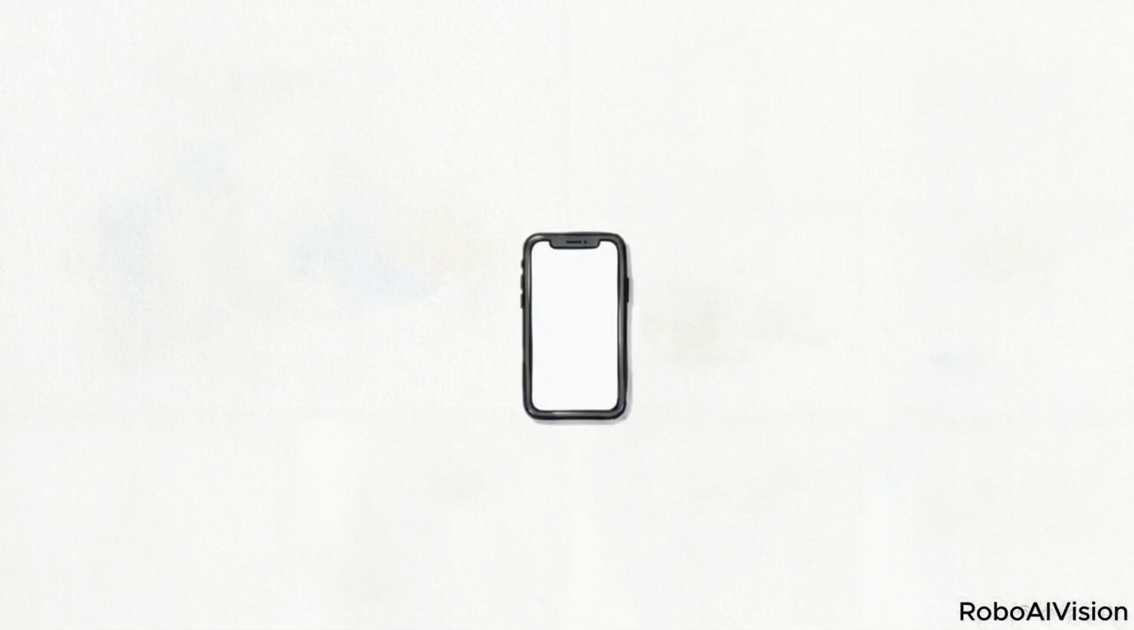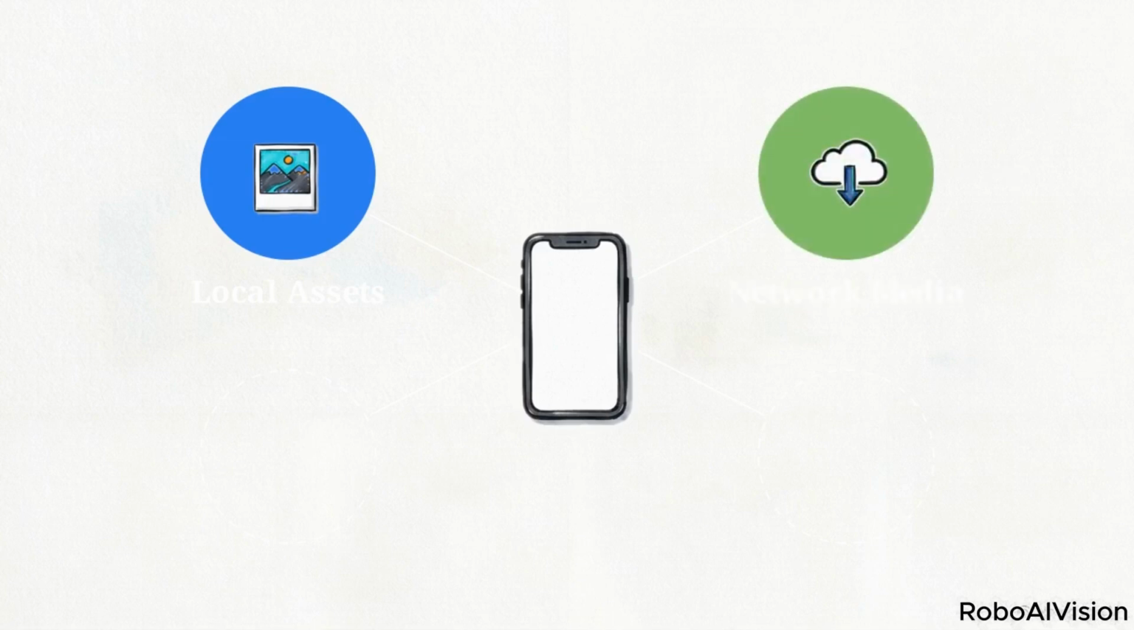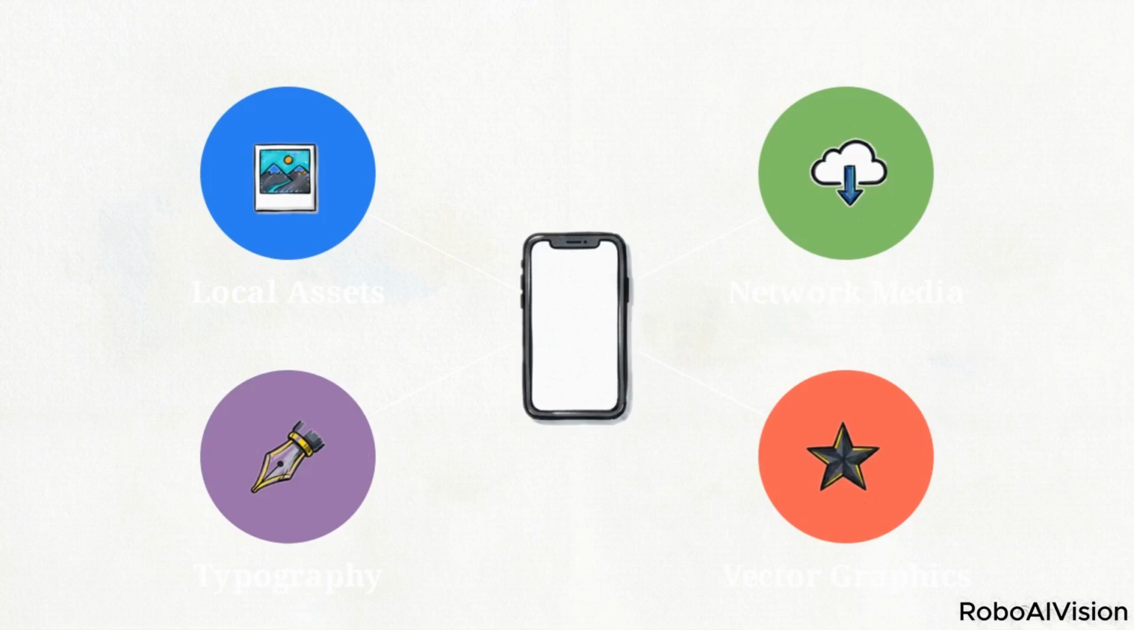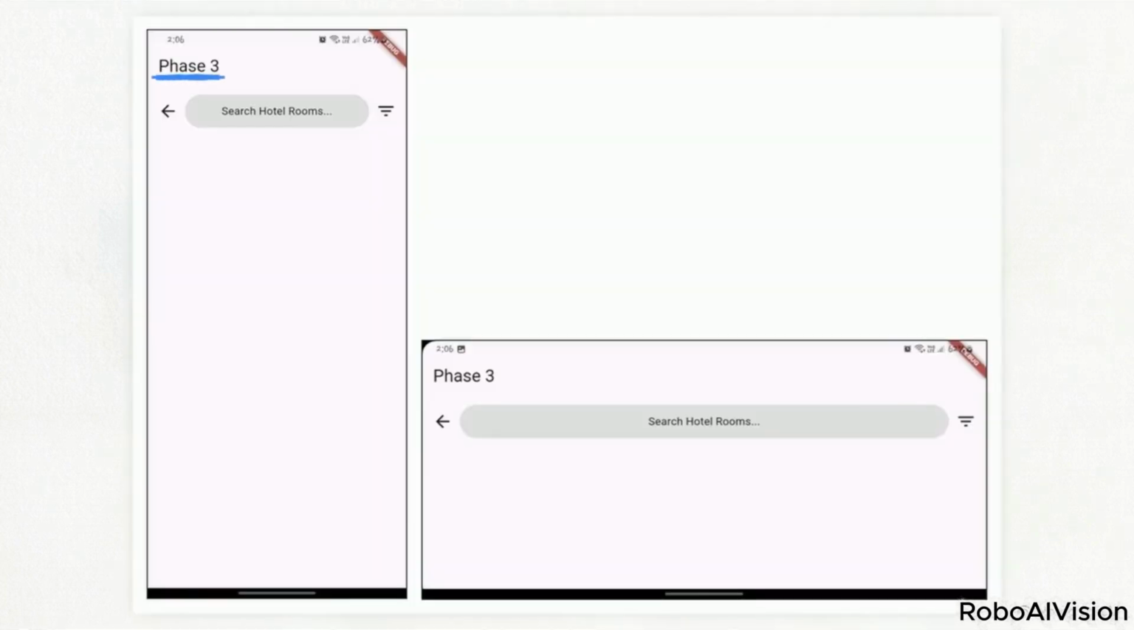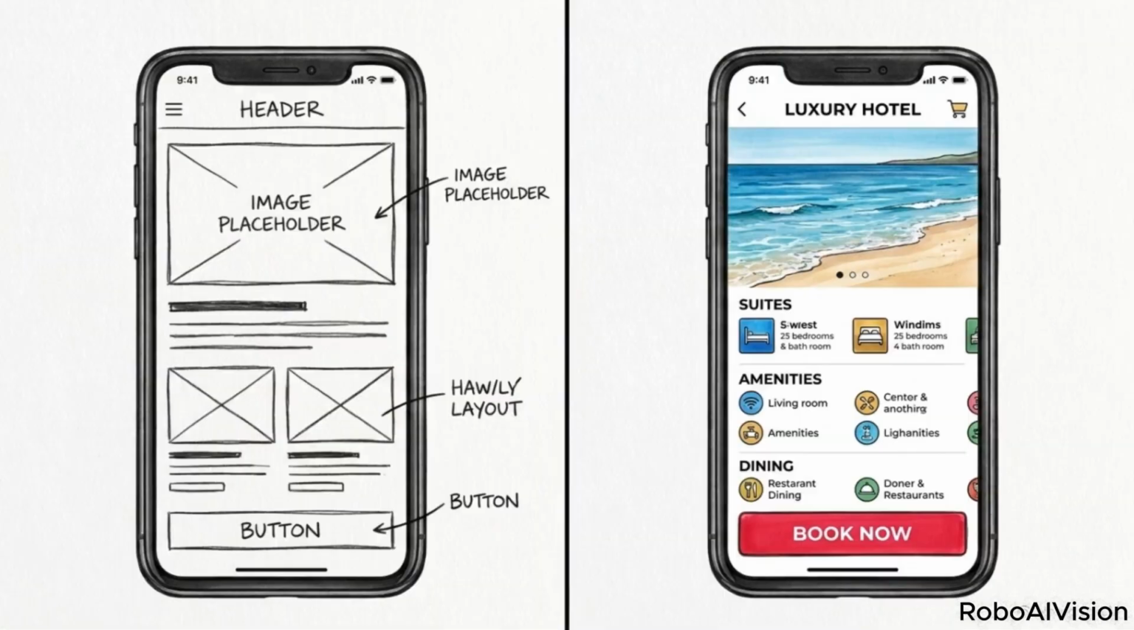In this session, we execute 4 specific design upgrades: integrating local images, streaming network media, applying global custom fonts, and utilizing scalable vector icons. To follow along, you need your Phase 3 layout open and active in your code editor. Mastering these exact styling techniques bridges the gap between a basic coding exercise and a commercially viable product.